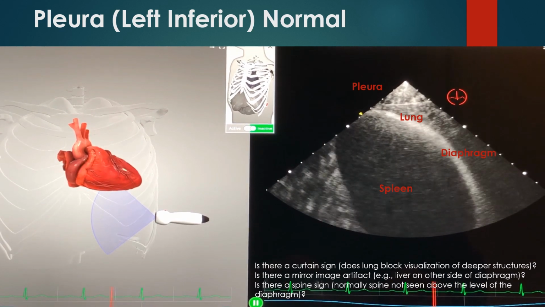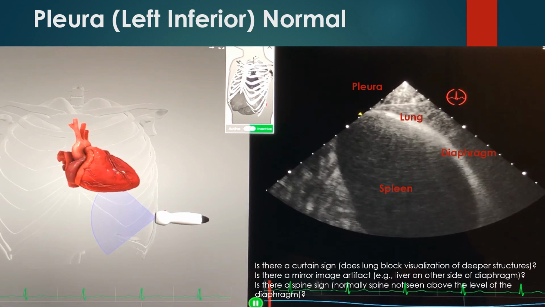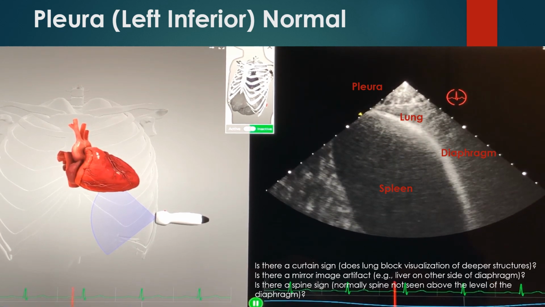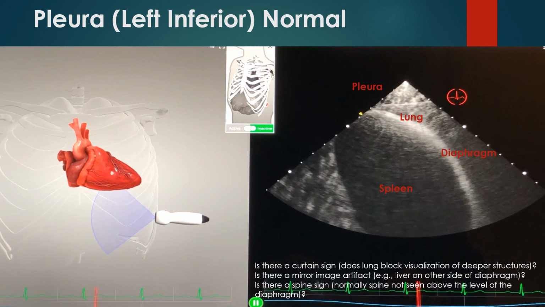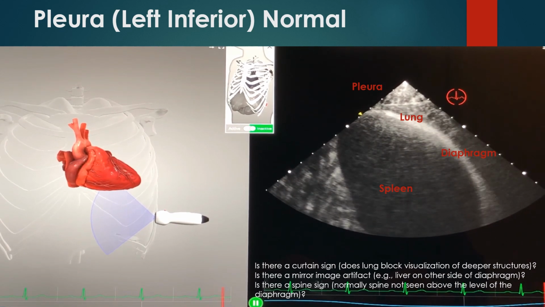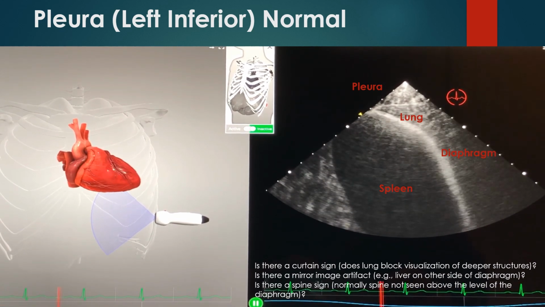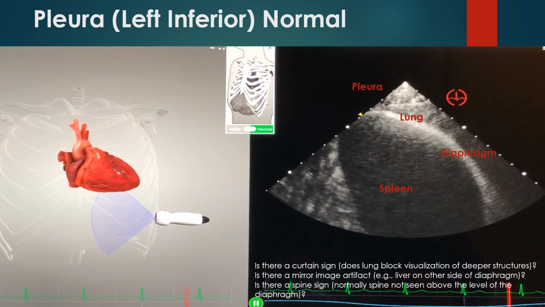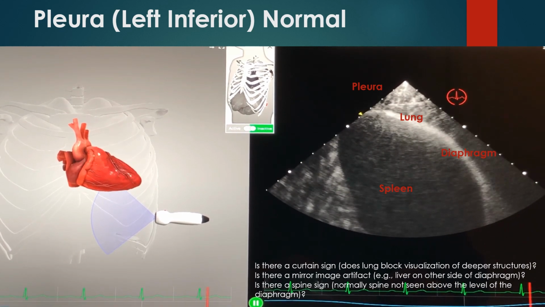If you're looking on the left side, you're looking for the spleen, and if on the right, the liver, and we'll do that to a large degree in the FAST exam. And you look for a spine sign, which is the spine's usually not seen above the level of the diaphragm. Often you see this on the left side, or the right side if you've got a right-sided pleural effusion.